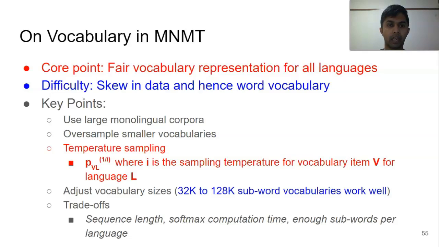So that means if T equals 1, then the vocabularies from resource-rich languages will be highly favored. And if T equals a very high value, then vocabularies from the resource-poor languages will be favored almost as equally as the vocabularies from the resource-rich languages. The other important aspect is to work on vocabulary sizes. Most works have shown that 32,000 to 128,000 subword vocabularies are optimal. We also need to study trade-offs such as sequence length, softmax computation time, and enough subwords to represent a particular language.